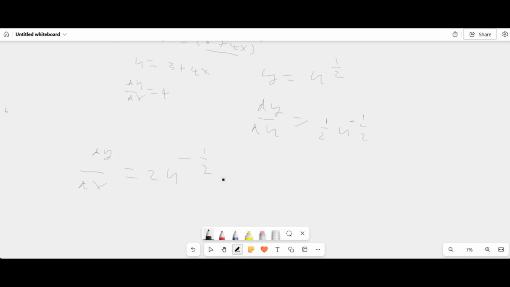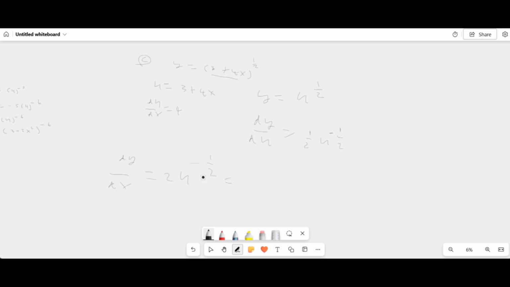And now what you want to do is, again, write what u actually is instead of u. So it's 3 plus 4x here. So 3 plus 4x to the power of minus a half here.